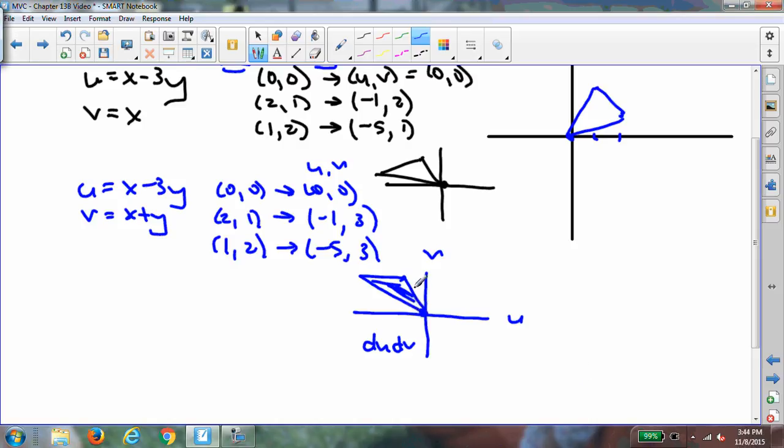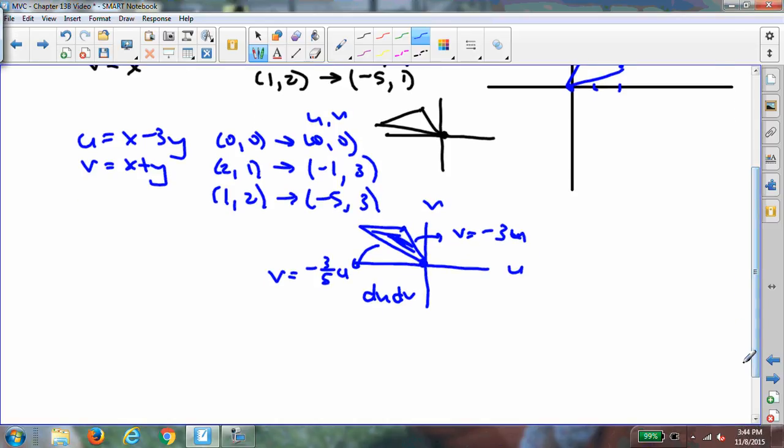So just to make sure, this line here would be v equals negative 3u, and this line here would be v equals negative 3/5 u.